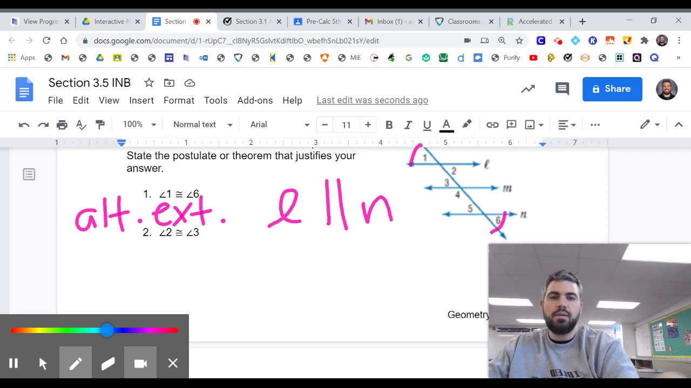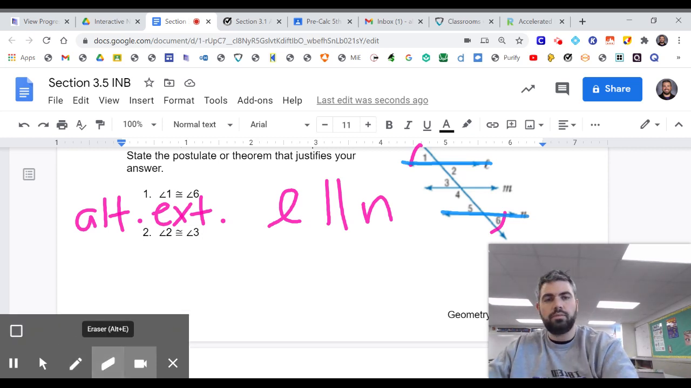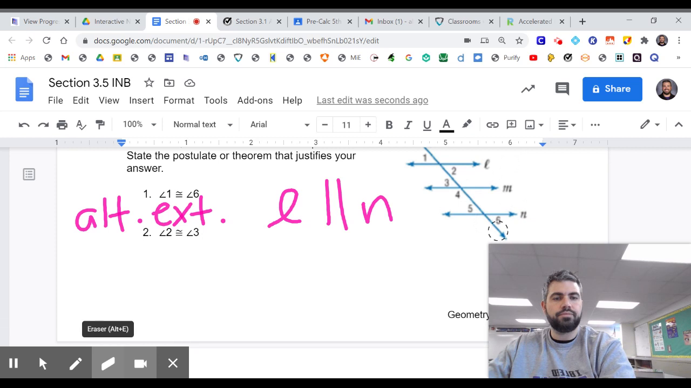And how do I know that? Because angle 1 is on line L and angle 6 is on line N. So I know that those two are going to be parallel. All right, cool. Let's look at the next one.